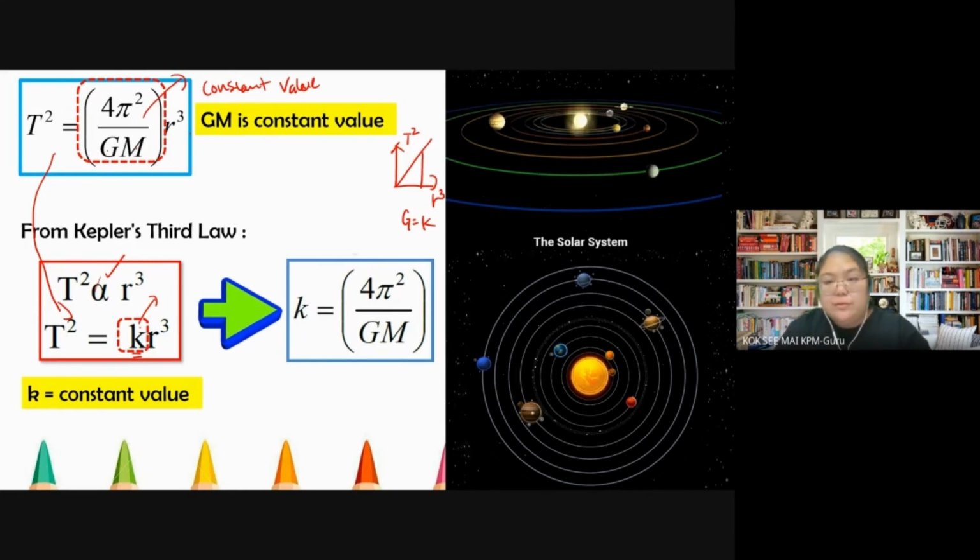Okay, the value is the same one. I don't care whether your planet is at the first level, third level or final level, your k is also the same, because 4 pi square is a constant value, G is also the same, and the M for the sun is the same. So this k constant value is the same for every planet. So from here, I can create the formula already.